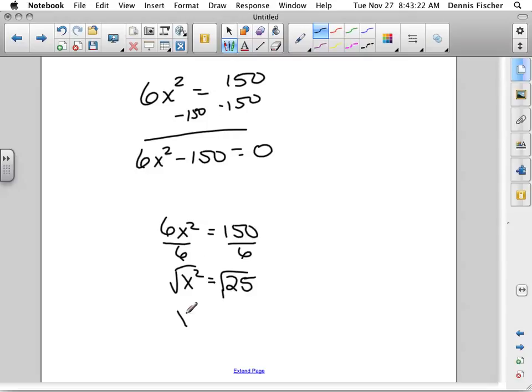X equals plus or minus. X is equal to plus and minus 5. Lots of people are missing the plus and minus. Lots. I would say 80% are missing the plus and minus. And that's a lot of points I'm missing right now, so that's kind of where I get that answer. Make sense?